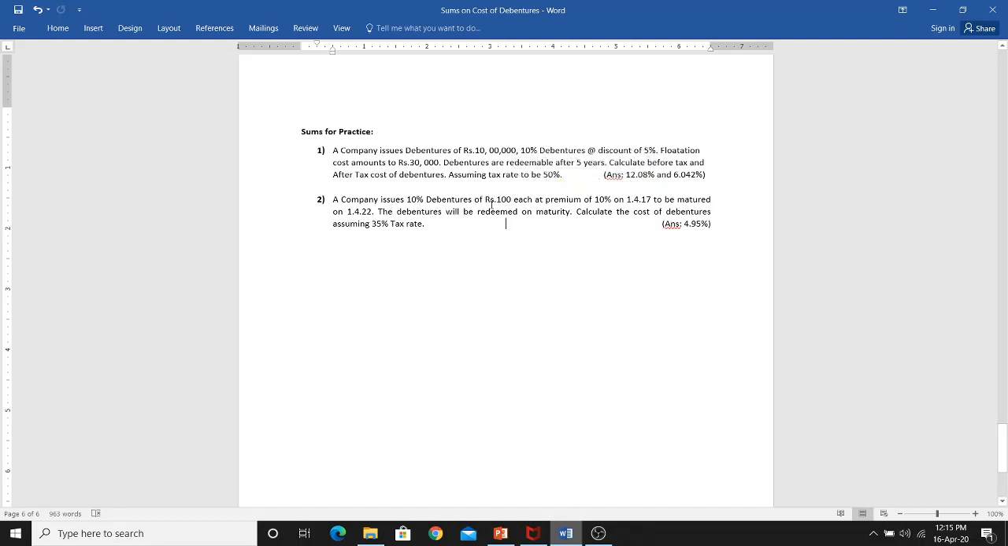Now what is going to be the NP? NP is issued at a premium of 10%. So here they're telling us it is issued at premium. So how are you going to calculate the NP? It's nothing but the face value plus the premium of 10%. Premium is always calculated on face value, minus the flotation cost. Flotation cost is not given, so only 100 plus 10% of 100 will be the NP. So accordingly we will get the answer.